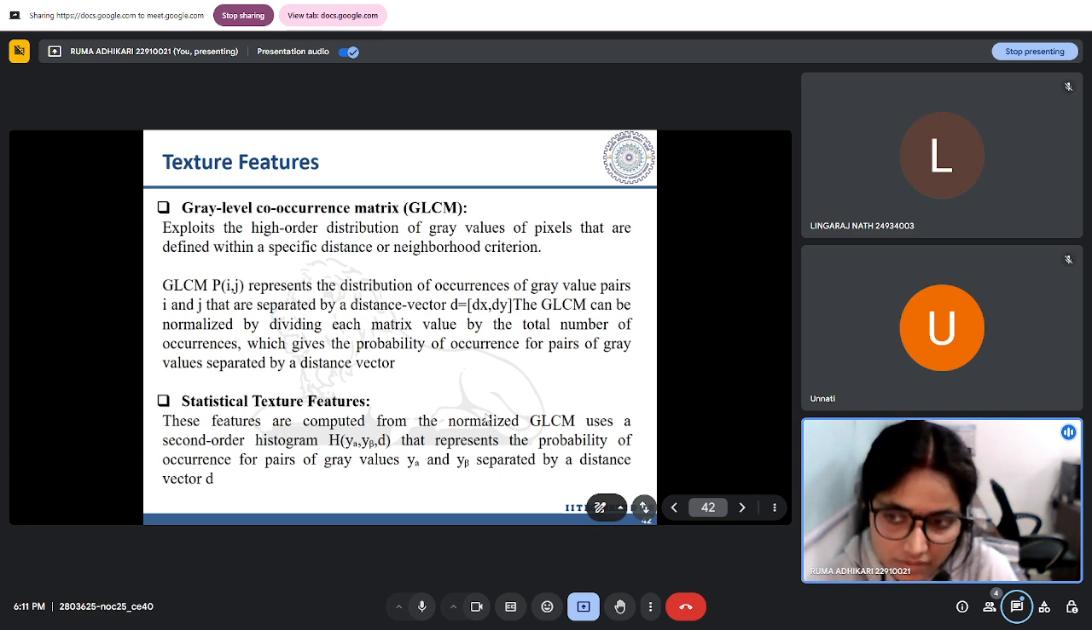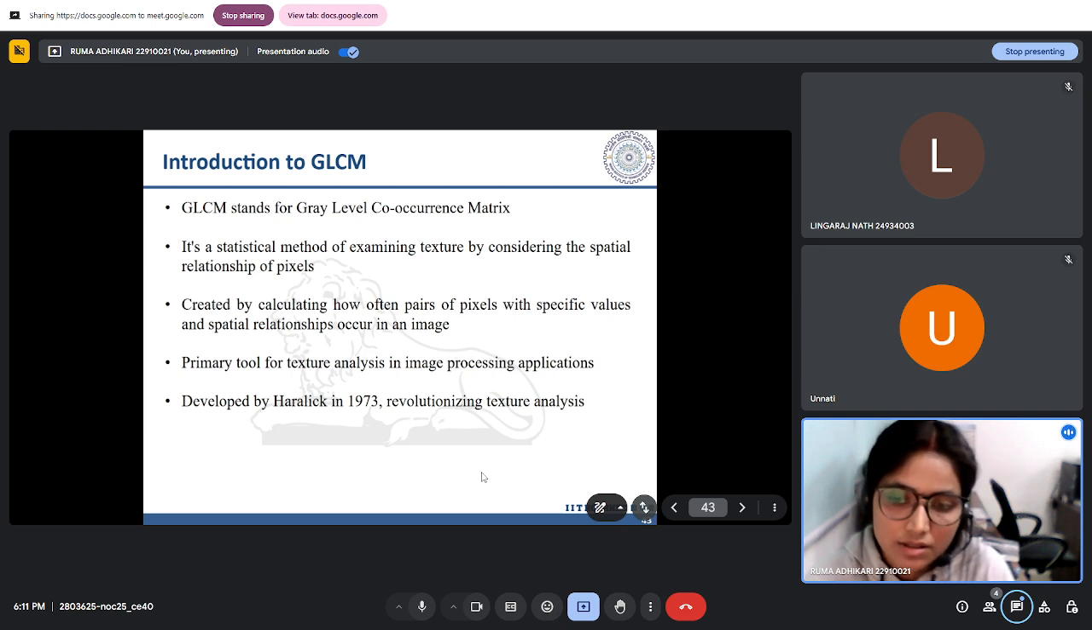So statistical texture features: these features are computed from the normalized GLCM, which uses a second order histogram that represents the probability of occurrence for pairs of gray values that are separated by distance vector d. So this is the mathematics. We will see the application and its parameters. It is a statistical method for examining texture by considering the spatial relationship of pixels, calculated by how often pairs of pixels with specific values and spatial relationships occur in an image. So we have to first understand what is texture.